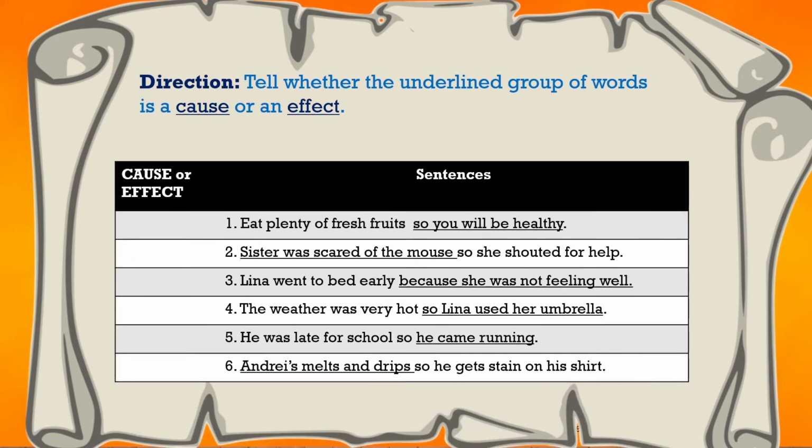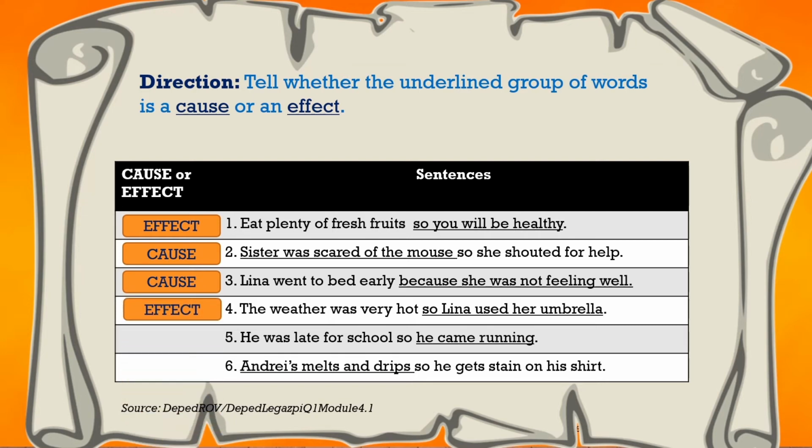Number 1. Eat plenty of fresh fruits so you will be healthy. The correct answer is effect. Number 2. Sister was scared of the mouse, so she shouted for help. The correct answer is cause. Number 3. Lena went to bed early because she was not feeling well. The correct answer is cause. Number 4. The weather was very hot, so Lena used her umbrella. The correct answer is effect.